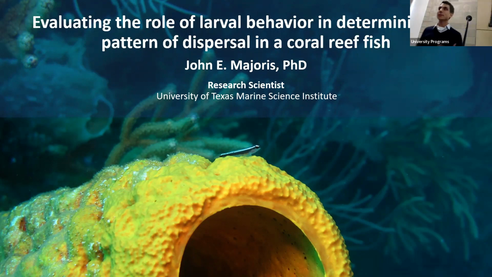Yeah, thank you for that introduction. I'll just say my name is John Majoris. I am a research scientist at UT Austin's Marine Science Institute, and today I'll be talking a bit about some of my work evaluating the role of behavior in determining the pattern of dispersal in coral reef fishes. In particular, this fish here is a sponge-tailed neon goby. This big yellow structure that you see in the background is a tube sponge, and they live inside of these tube sponges, and it's this really interesting connection.